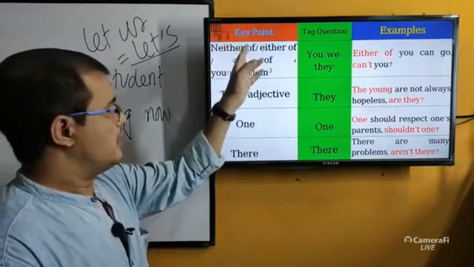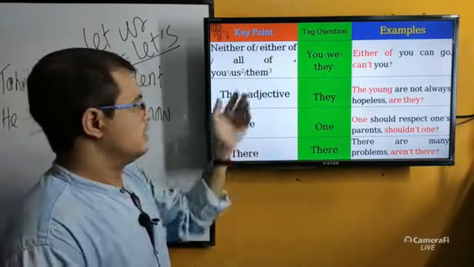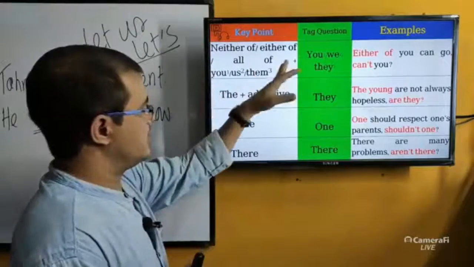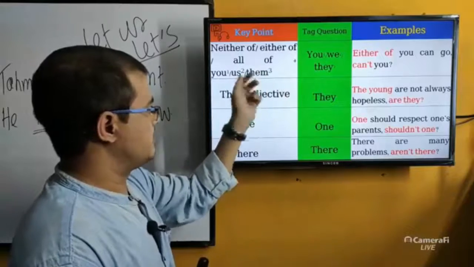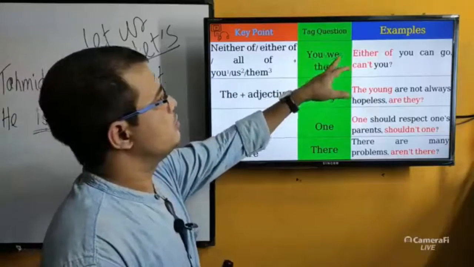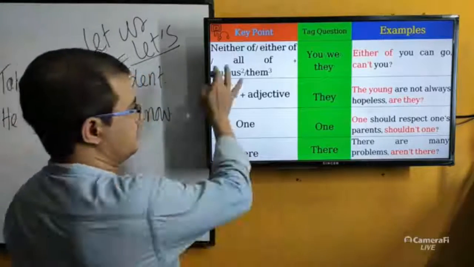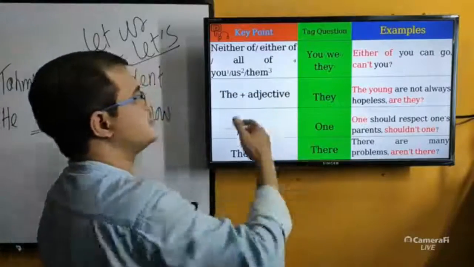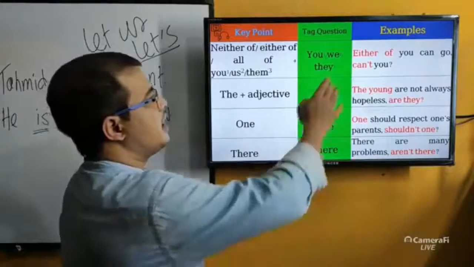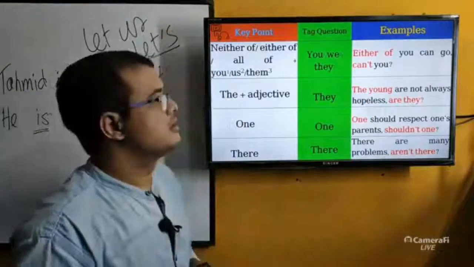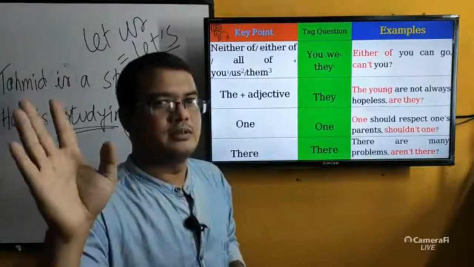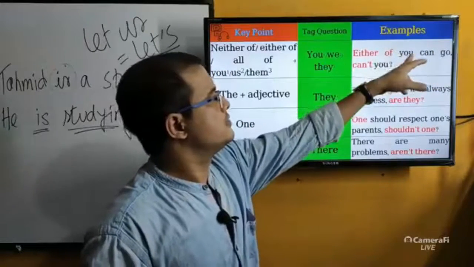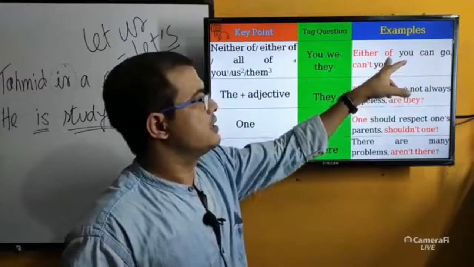The next one is neither of, either of, all of, plus you, us, them. If any sentence starts with neither of, either of, all of, plus you, us, and them, okay, we will use you, we, and they as a pronoun. Like the first, if there is you, then we will use you. If there is us, then we will use we. If there is them, then we will use they. Either of you can go, can't you? So তোমাদের যে কেউ যেতে পারো, can't you? So because can is the modal verb, we will use can't, and since it is either of you, here we will use you as a pronoun.